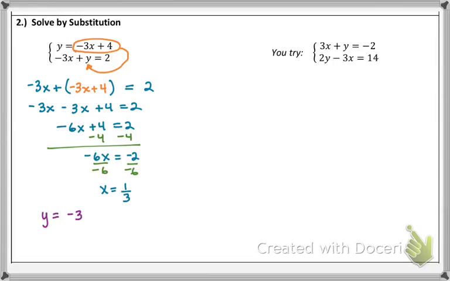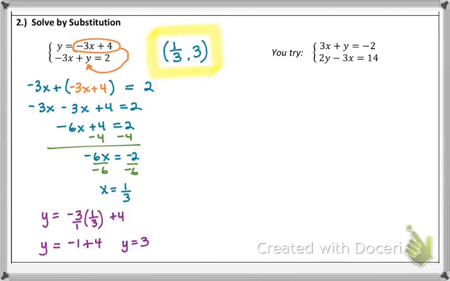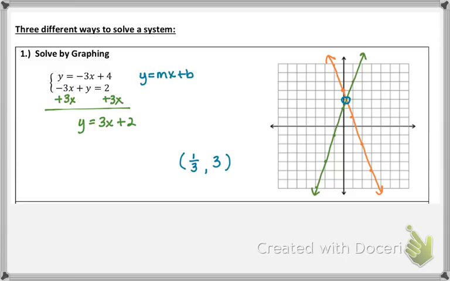y is equal to negative 3 instead of x. I'm going to substitute it with 1/3, because I now know x is 1/3, plus 4. Okay, so when you simplify, you have y equals negative 3 over 3, which is negative 1, plus 4. y is equal to 3, and your answer is always an ordered pair. The ordered pair is 1/3, 3. If I were to graph these two lines, which we did earlier, the two lines will intersect at the point 1/3, 3. So if I go back, it looks like I guessed correctly.